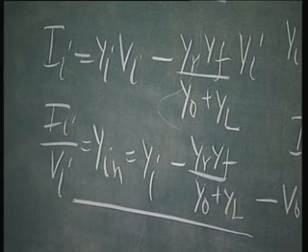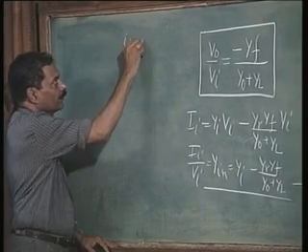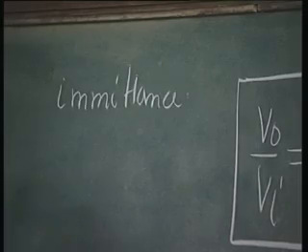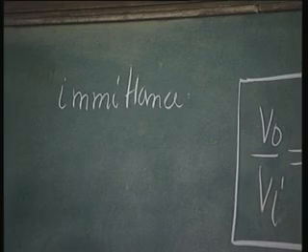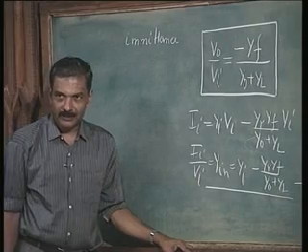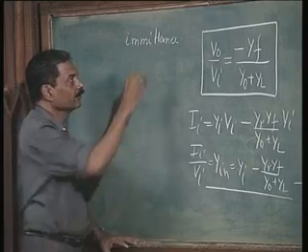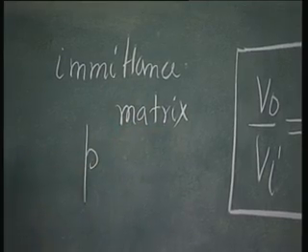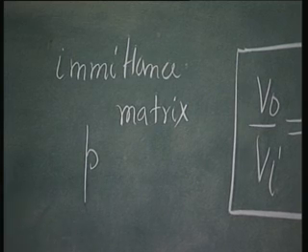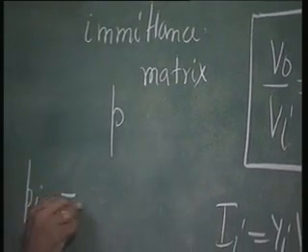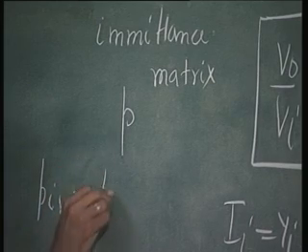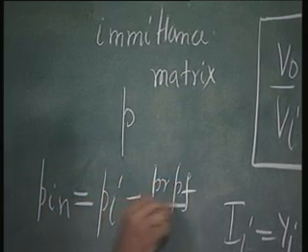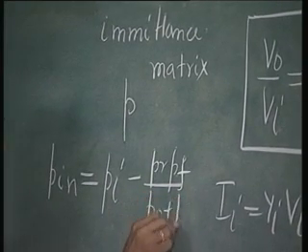That is why I introduced the term immittance instead of calling this impedance or admittance. It is immaterial what the parameter is. It is called the immittance matrix, and a general term that is used is P. So you can just say that Pin is always equal to Pi minus Pr Pf divided by P naught plus PL.